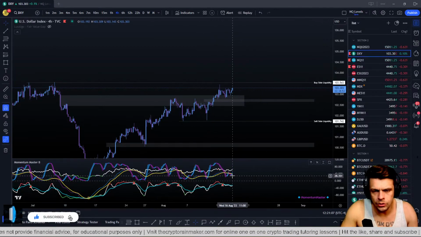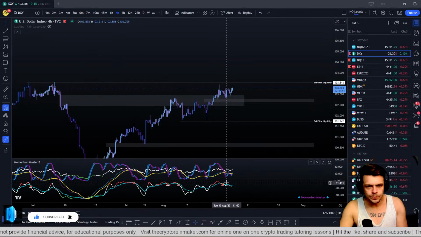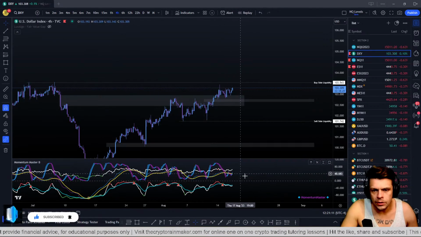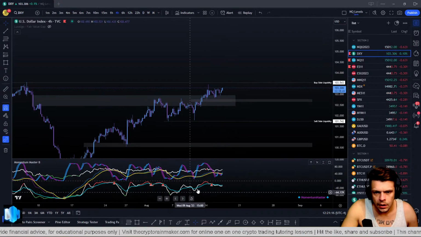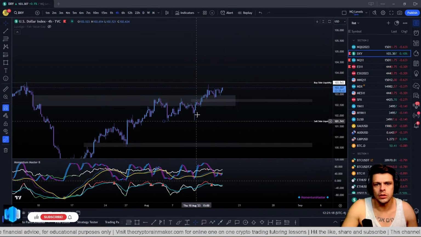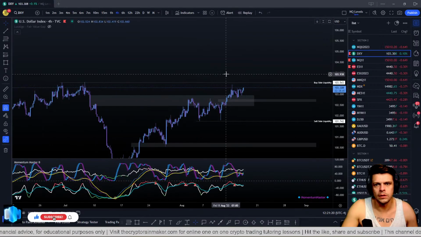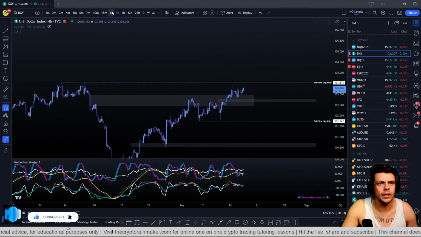And then if we have a closer look at the Momentum Master B oscillators, the stochastics RSI, the MACD is pointing to the upside, as well as the Williams. So it seems likely that we move up to go and take out the liquidity in that area.